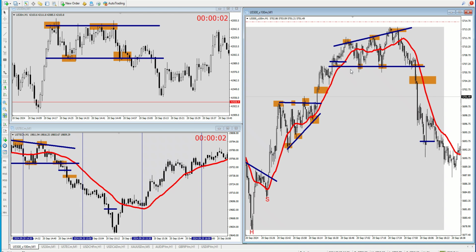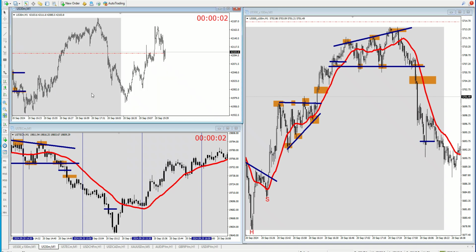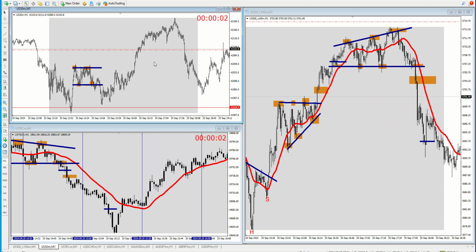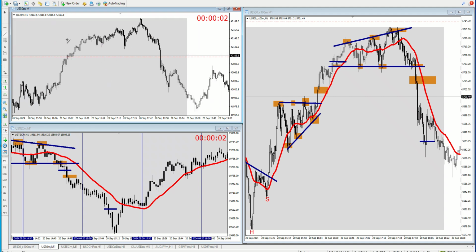That's highly, highly important. So guys, I believe you can see how perfect and beautiful these things were. Even here on US 30, it wasn't that perfect, you see, but it gave a beautiful trade. Beautiful, beautiful trade. And I told you there's something I wanted to tell you, and this is a combination of something important.